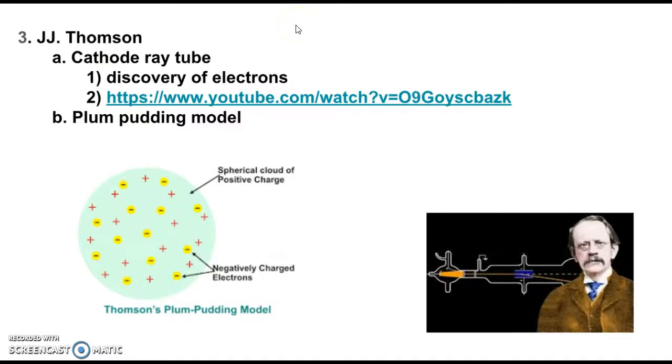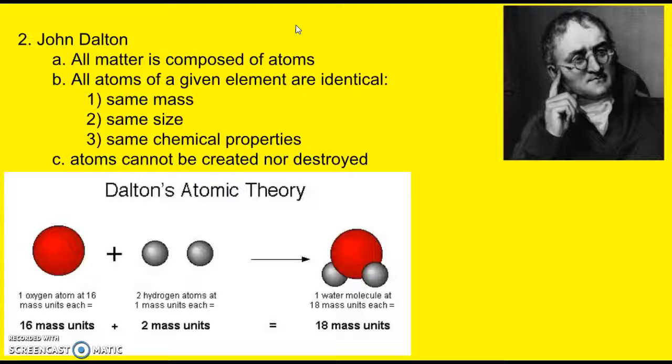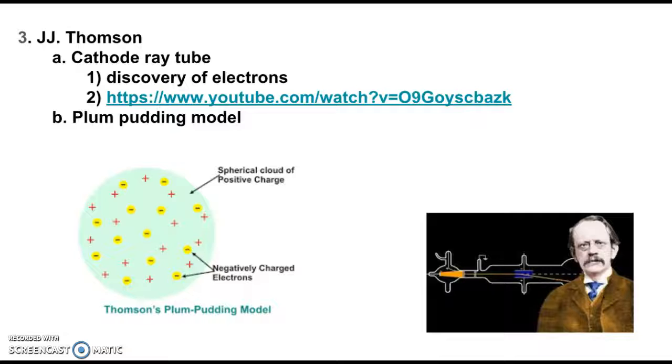Now, Dalton also said that nothing is smaller than an atom. The atom is the smallest that you can go. And then along came J.J. Thomson and said, you're wrong, Dalton. He used the cathode ray tube and discovered there is something smaller than an atom.